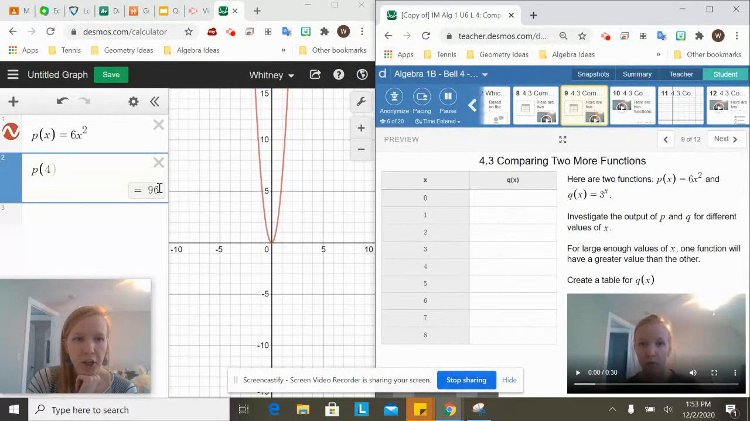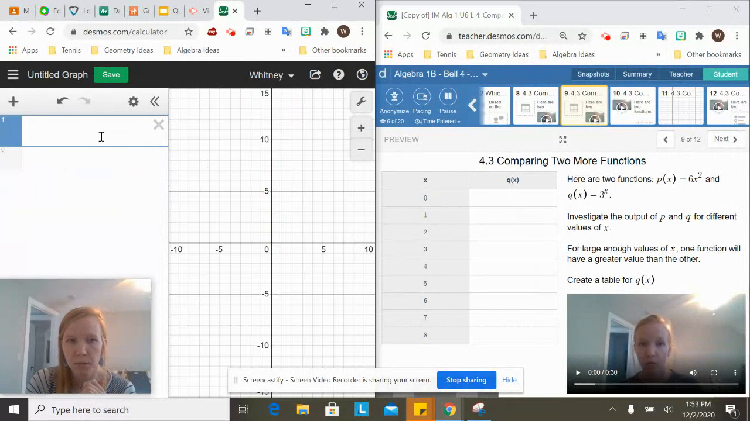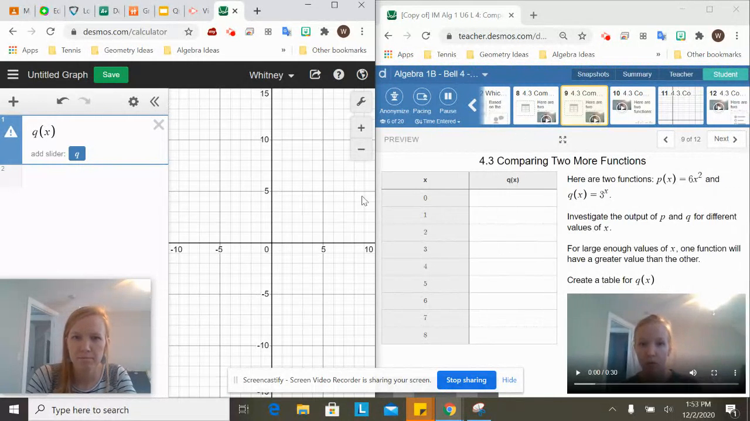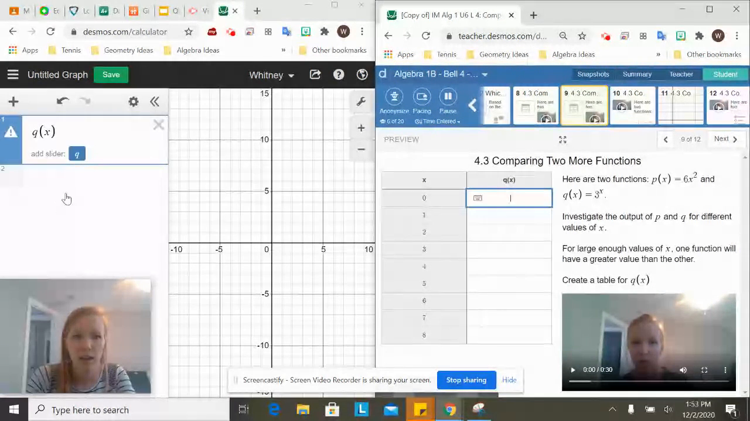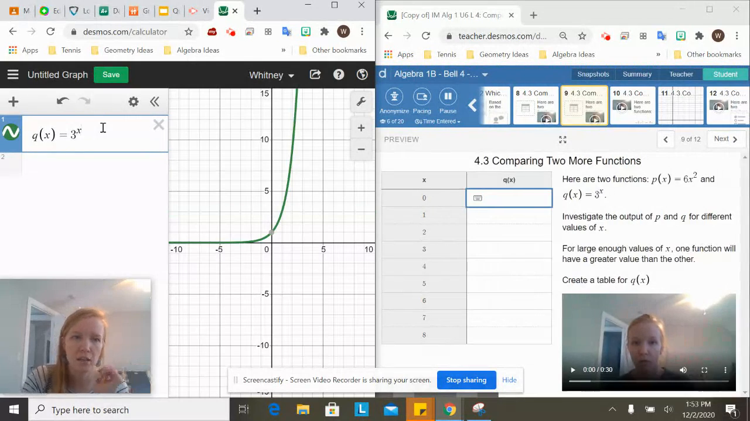Then on the next slide, I needed to figure out or create a table for q of x. So I'd delete all of those in my Desmos calculator, and now I type q of x. Okay, so I've got q of x equals 3, and then x is my exponent, so I'd hit shift 6 and then put my x.